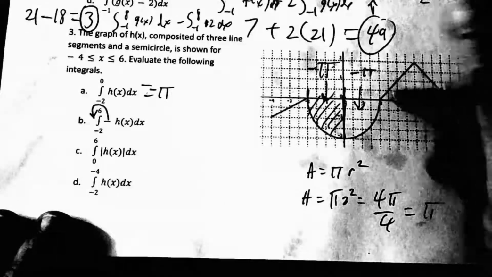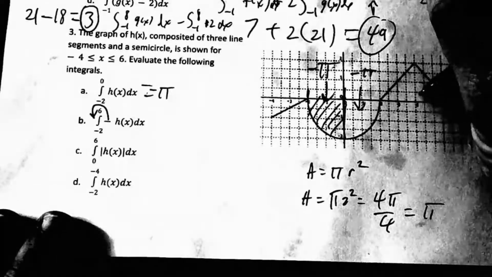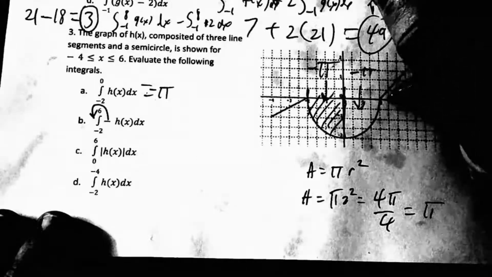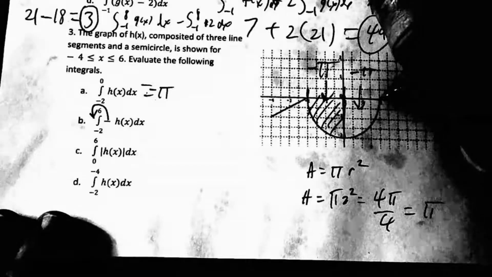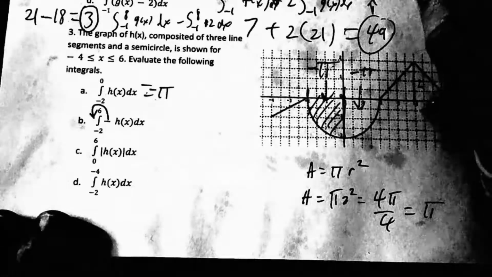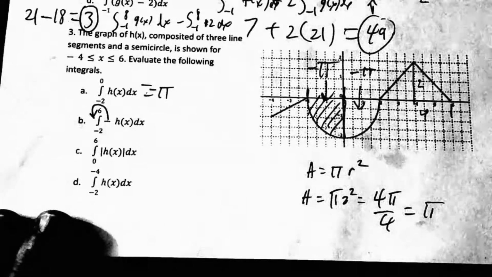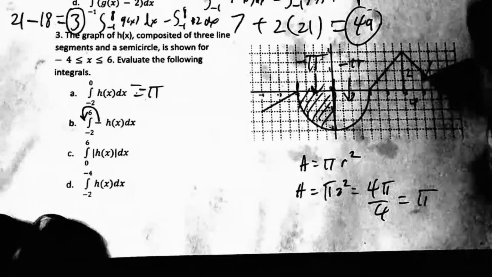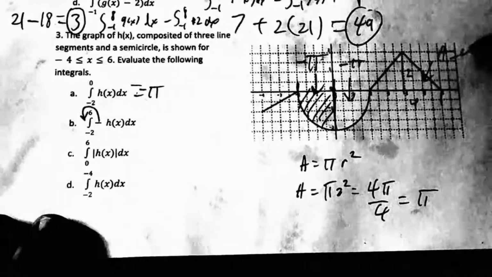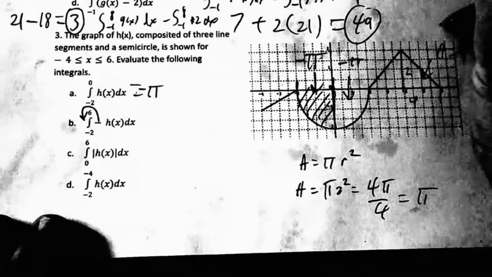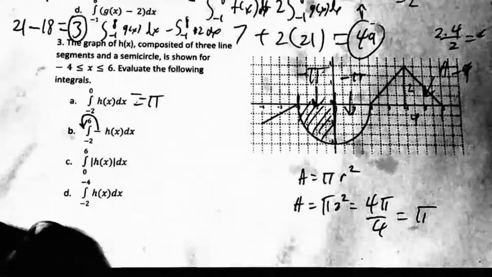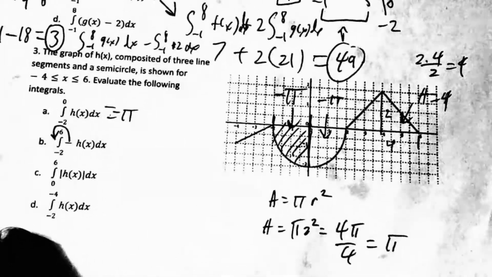And then I need the area of this triangle, which has a height of 2 and a base of 1, 2, 3, 4. So that's 2 times 4 is 8. 8 divided by 2 is 4. So this region has an area of 4. It's 2 times 4 over 2, which is 4. Base times height over 2 is 4.